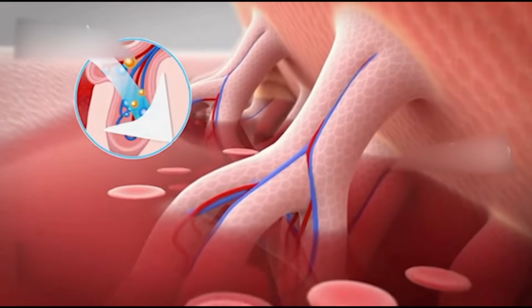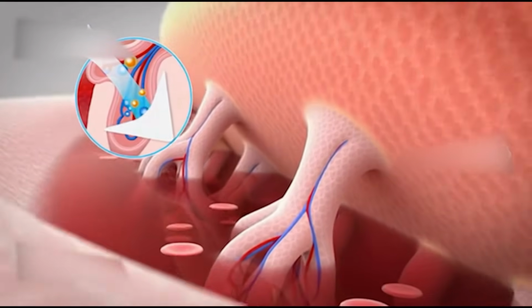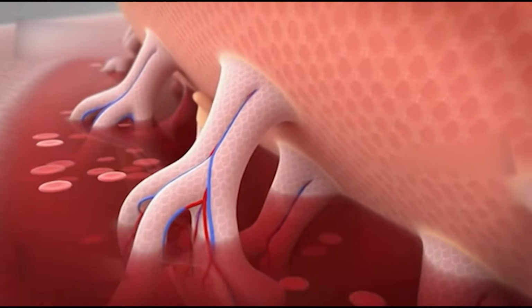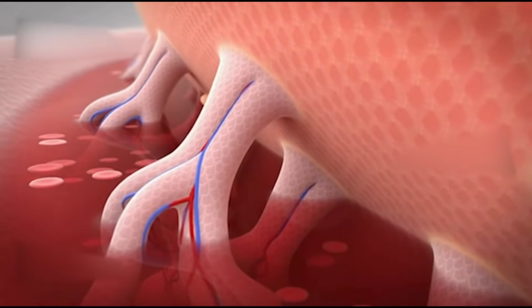These finger-like structures project into the mother's blood. This is where gas exchange and nutrient transfer occur. The mother's blood and the baby's blood do not mix directly; exchange happens through diffusion.